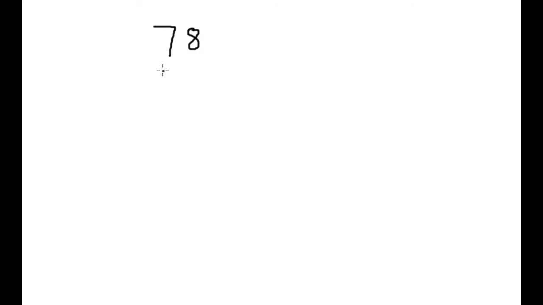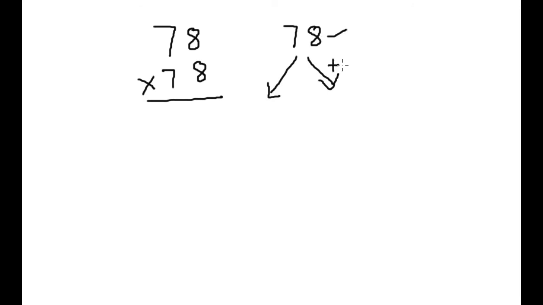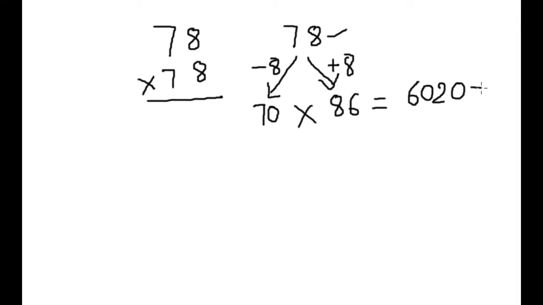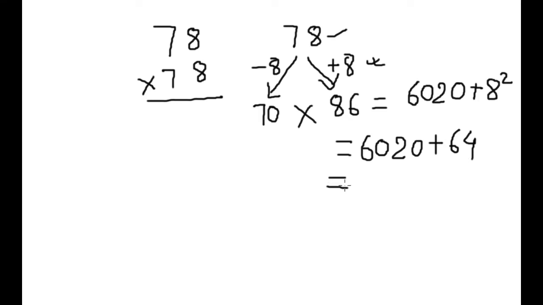Go to another example, 78. The last digit is 8, so this is plus 8 and this is minus 8. Now this is 86 and this is 70, and we will multiply. So this is 6020 plus 8 square. This is 8, so 6020 plus 64 is 6084. 6084.